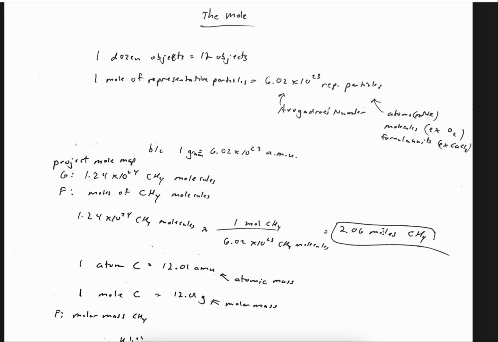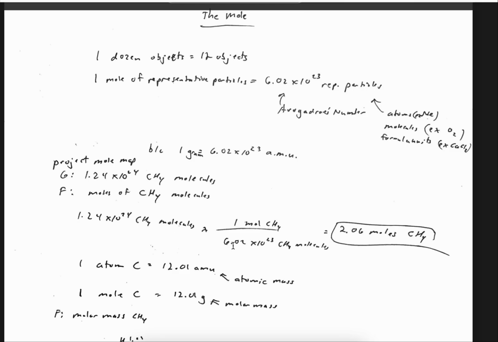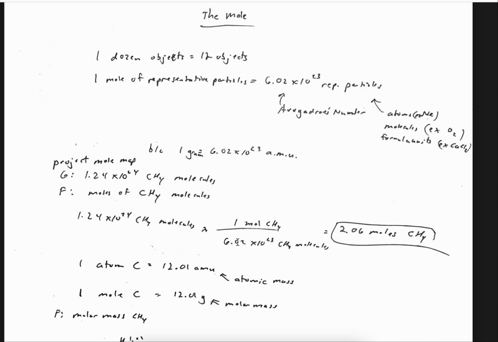But when you plug into your calculator, be careful, because there are multiple numbers in the denominator. And so a lot of people accidentally divide by 6.02, but then they multiply by 10 to the 23. But 10 to the 23 is on the bottom, so we want to divide by it. So either use parentheses around everything in the denominator, or do 1.24 times 10 to the 24 in your calculator, hit enter, then divide by 6.02, hit enter, and then divide by 10 to the 23 and hit enter. So you get 2.06 moles of methane.